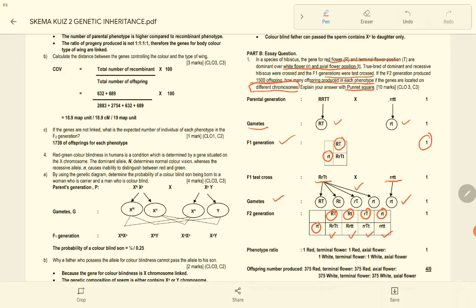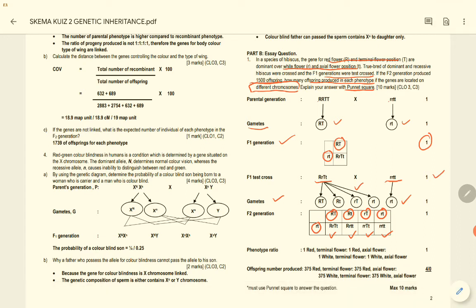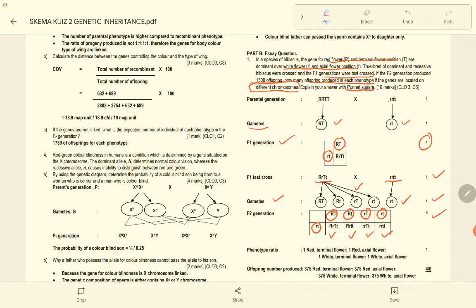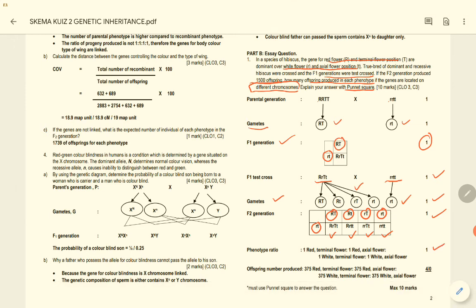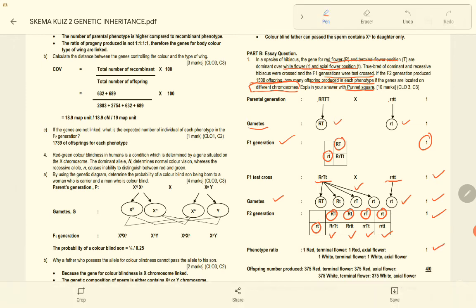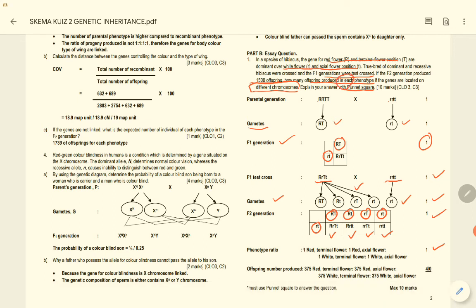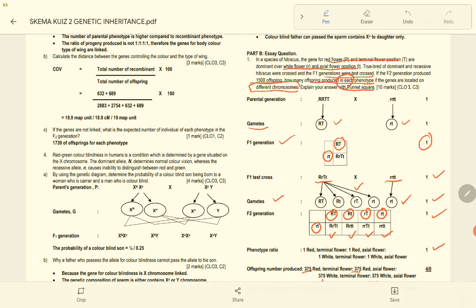So the phenotypic ratio. Okay, for your F1 test cross, you get 1 mark. Gametes, 1 mark. Punnett square, 1 mark. Phenotype ratio, 1 red terminal flower to 1 red axial flower to 1 white terminal flower to 1 white axial flower. Okay. Offspring number produced: because it says each, you need to write each. 375 red terminal, 375 red axial, 375 white terminal, 375 white axial. So you get 4 marks here. So the total is 10 marks. Okay, so that's all for the discussion.